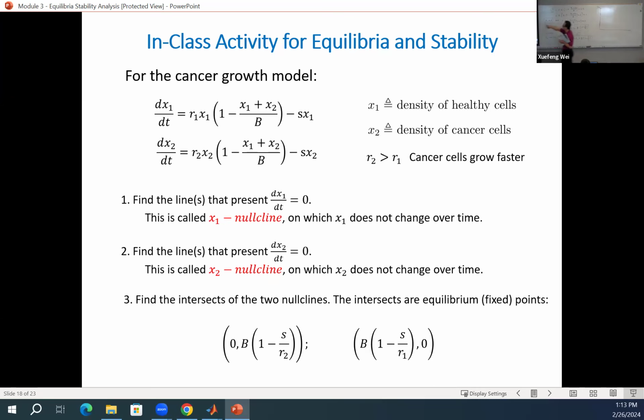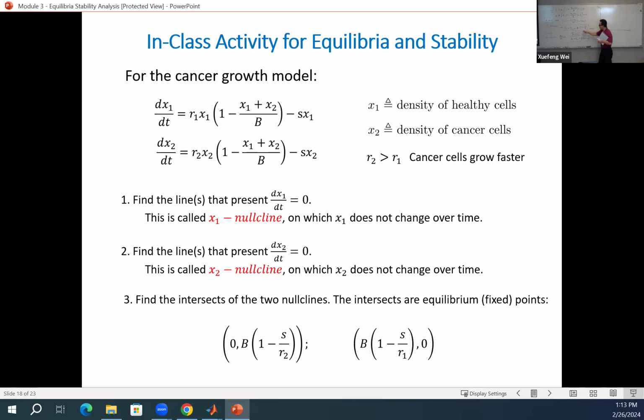Because r2, the cancer growth rate, is faster than the healthy cell growth rate. If r2 is bigger, then s over r2 is smaller. You minus a smaller value, so this one is bigger and this one is a little smaller. Just for comparison: because the cancer grows faster, r2 is bigger than r1, resulting in this being larger.